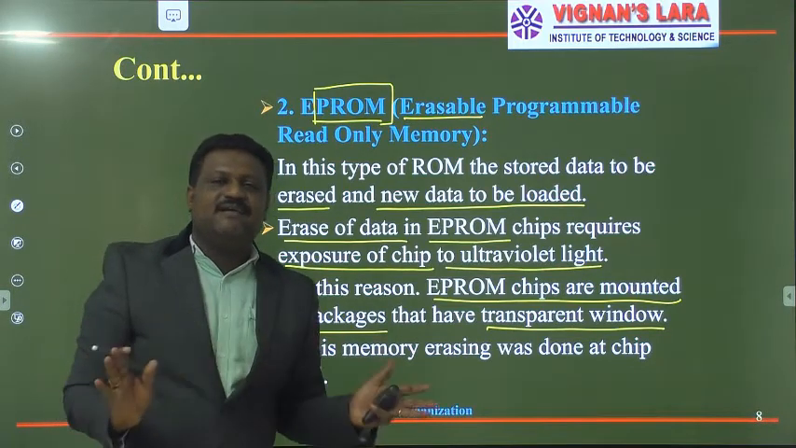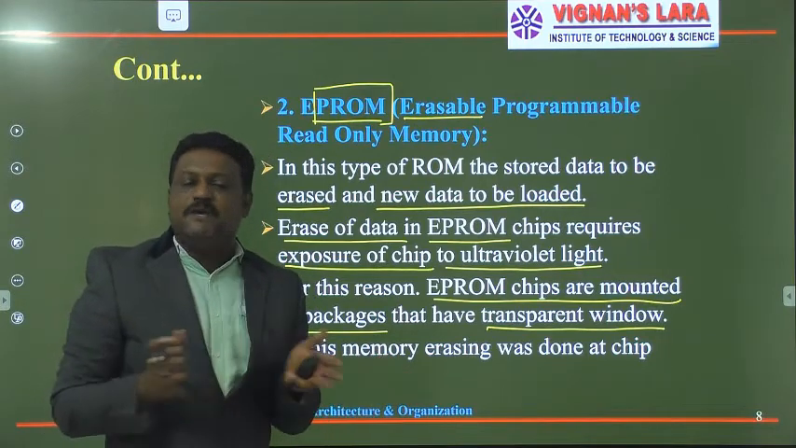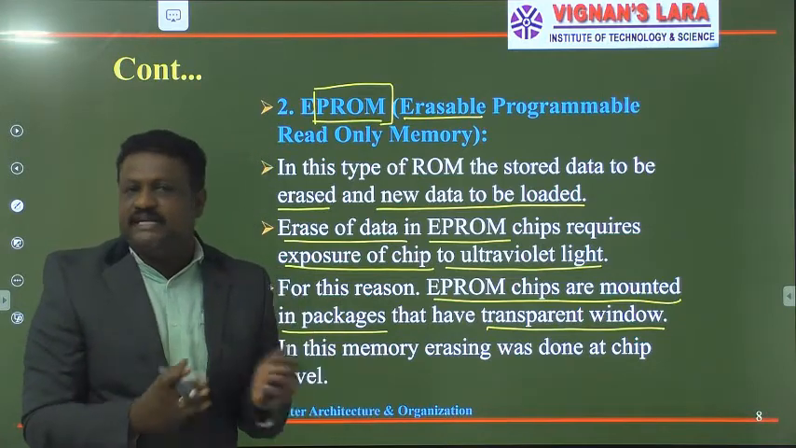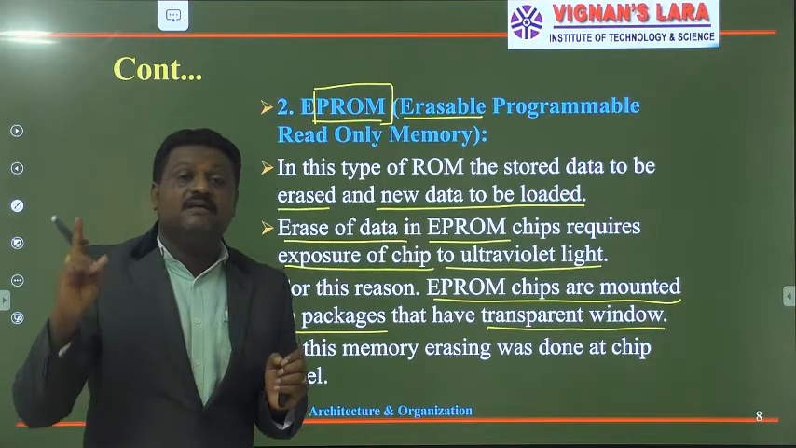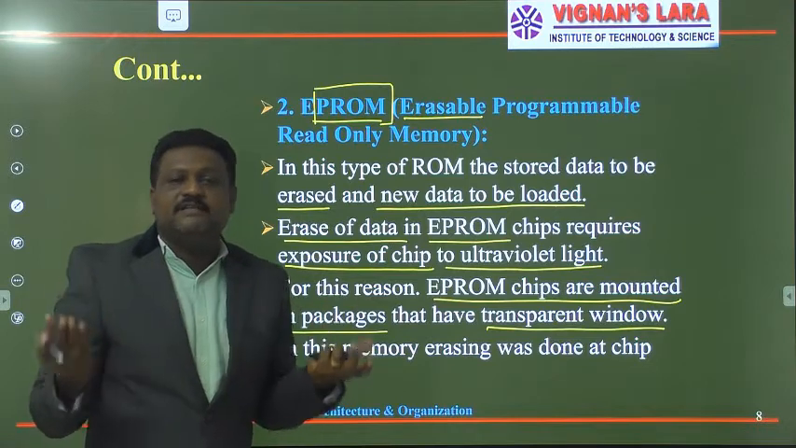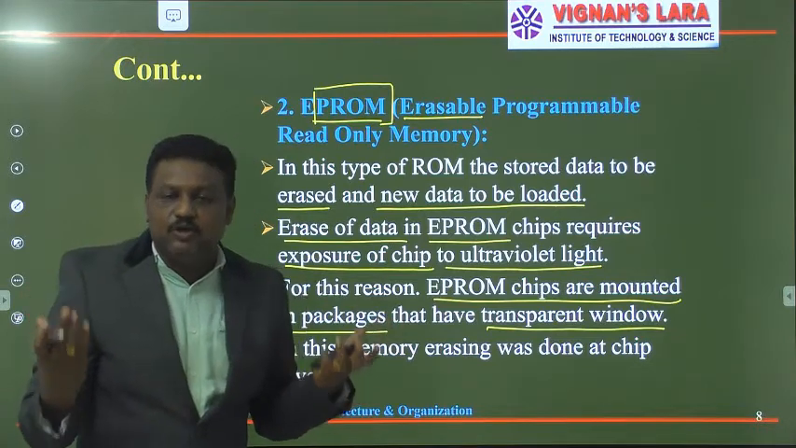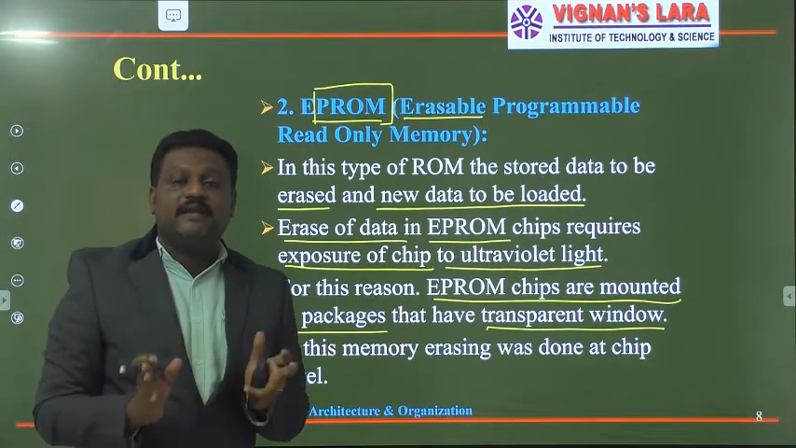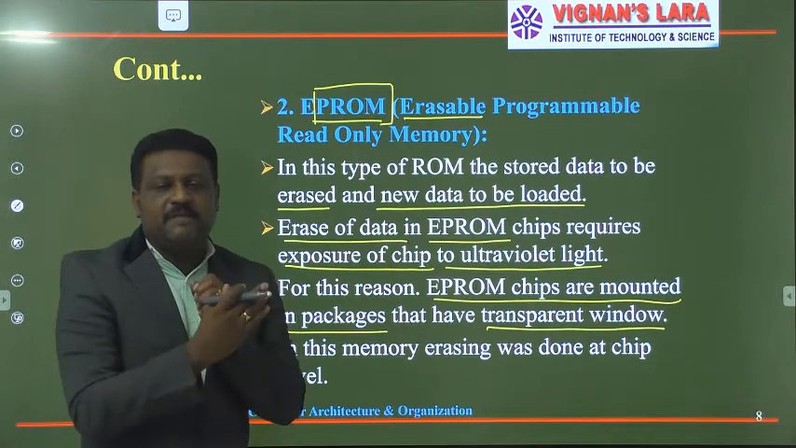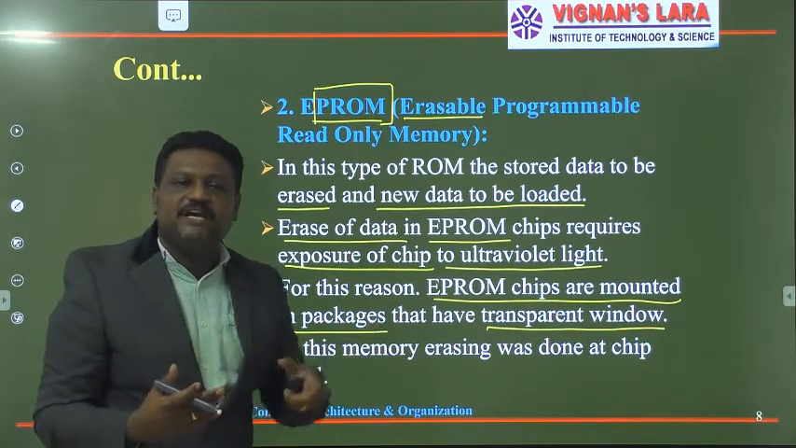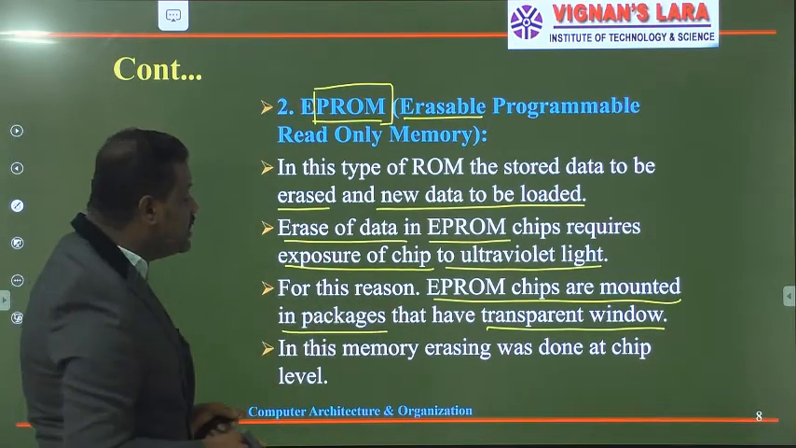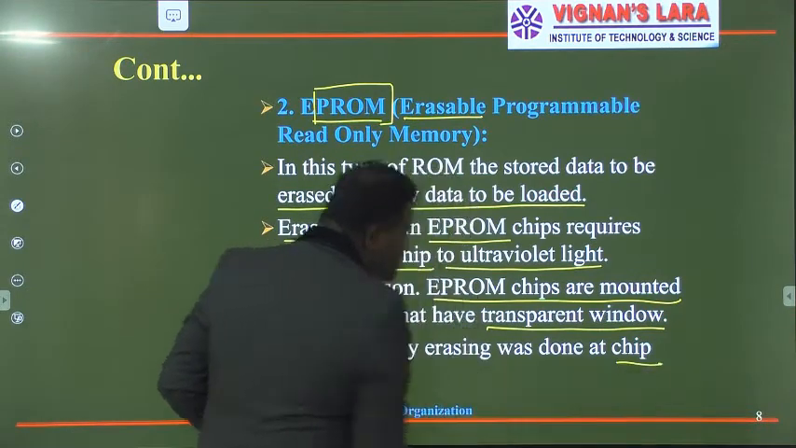It is very clear, friends, that in the case of EPROMs there is no doubt that we do erasing with the help of UV light technology, but erasing is done at chip level. That means we are not erasing a single bit, or a single byte, or a group of bytes, that is, a block. We are erasing the entire chip. What information is already present on the memory chip is erased simply by exposing that memory chip to UV light. In this memory, erasing is done at chip level. That's what I'm saying.